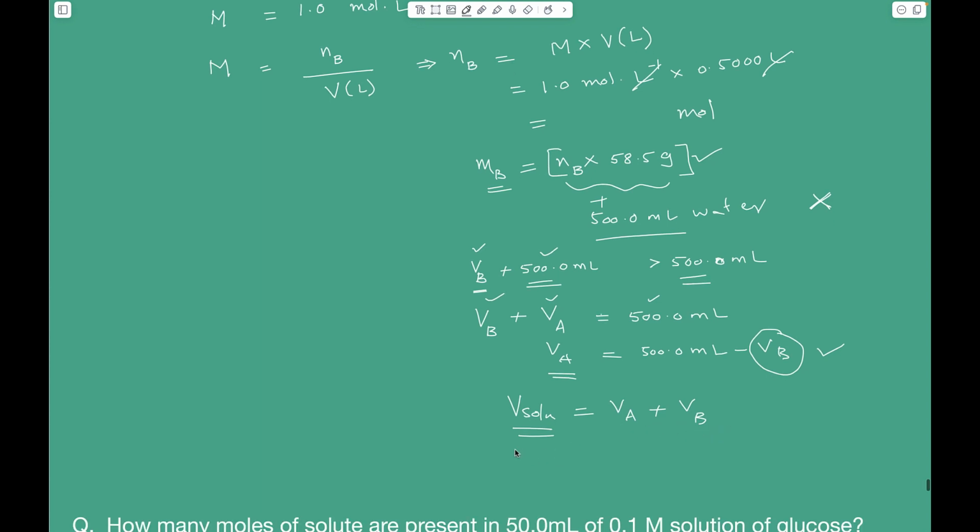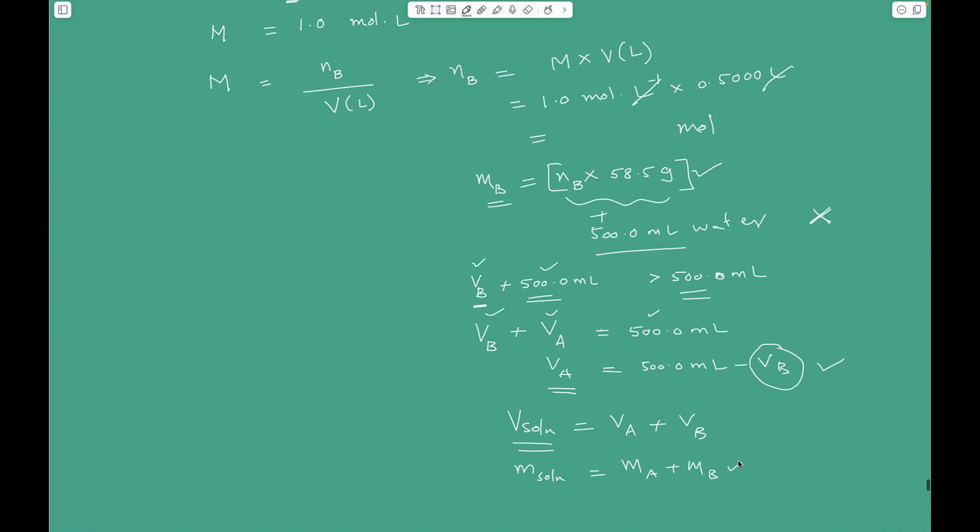There is a similar law for mass, that is, the mass of the solution is equal to the mass of the solvent plus the mass of the solute. This is the law of conservation of mass. And there is no such thing as a law of conservation of volume. So this may not be true. That is, the volume of the solution is equal to the volume of the solvent plus the volume of the solute.